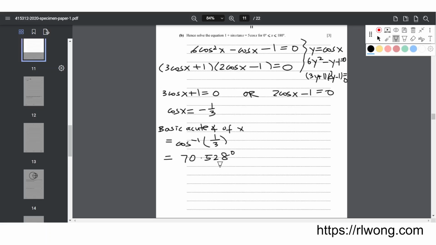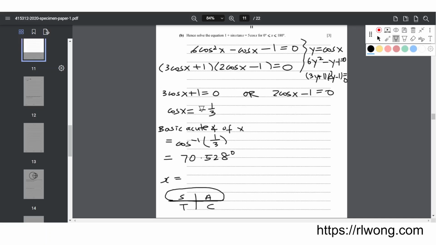Okay, so next I need to find x now. So if I were to look at my quadrant A, S, T, C, I know that cosine is negative. So cosine is in the second quadrant or the third quadrant. But if you look at the range of values of x, it is from 0 to 180 degrees. So I'm only asked to look at these 2 quadrants here. So I only need to look at the first and second quadrant because it's from 0 to 180 degrees.